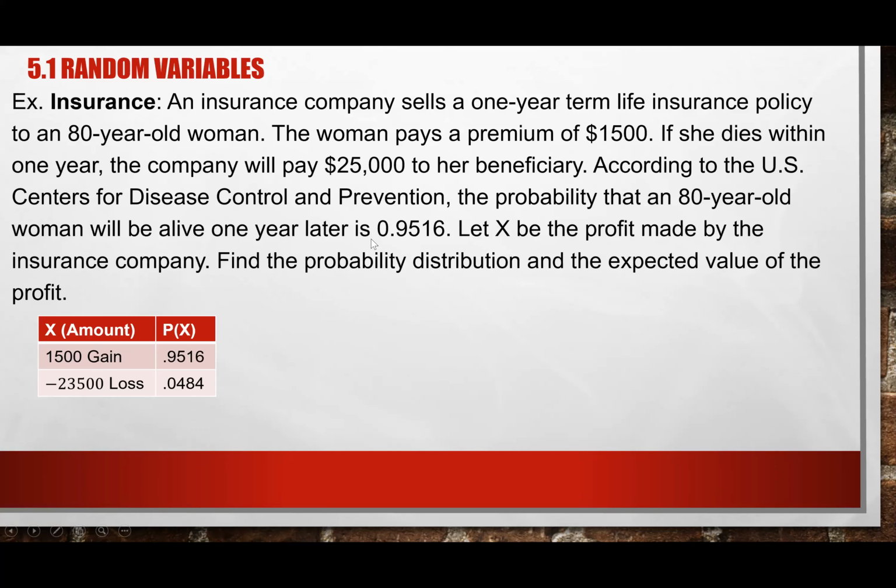And now they give us the probability of the woman being alive. If the woman is alive, the company will gain this much, and the probability is 0.9516. After a year, the woman is still alive, done. They have to sign another deal, sell another premium. After 1 year, the woman is alive, they took this 1,500, and the probability that they keep this 1,500 is 0.9516. Everybody see that that's the probability they give us.